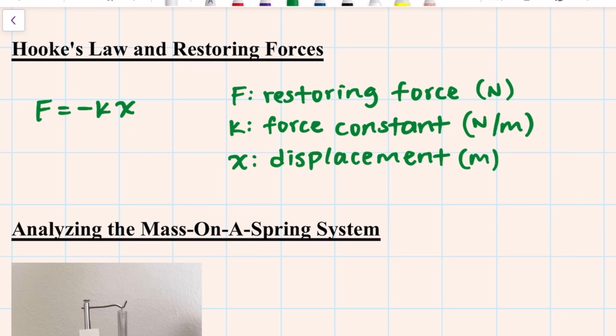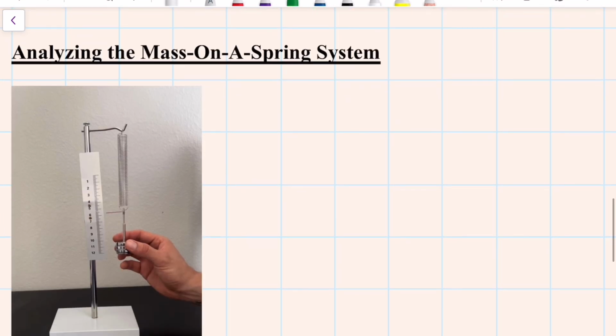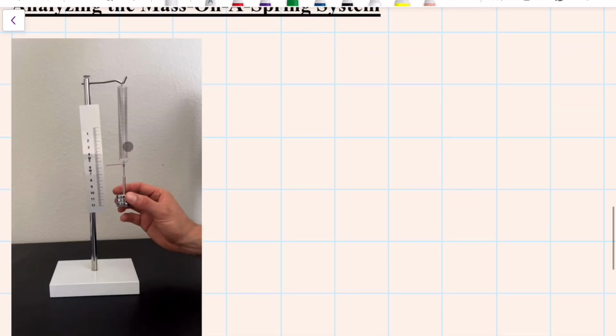Okay, so I think the most intuitive way to learn simple harmonic motion, restoring forces, and Hooke's law is via a mass on a spring system. And I have this apparatus which will illustrate simple harmonic motion. So as you can see, I am not doing anything to the mass on the spring. It's resting. I'm about to move it. Right now it's at its resting position. It's a little under 6 centimeters.